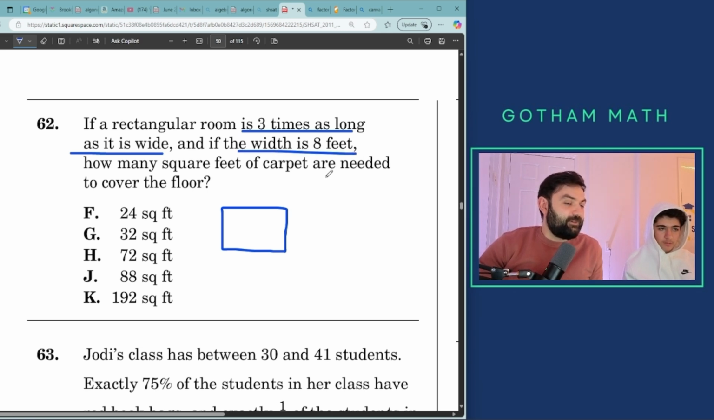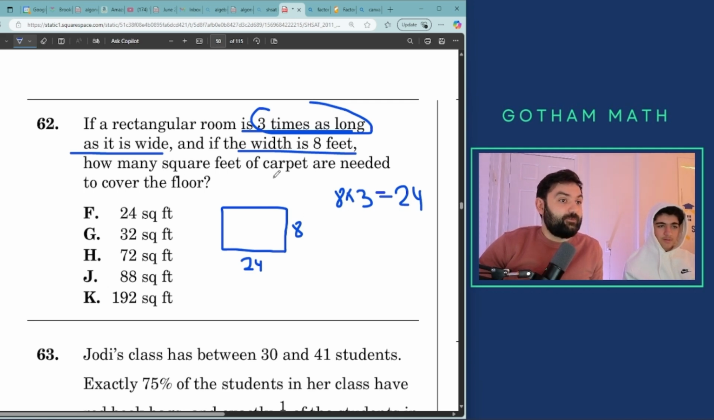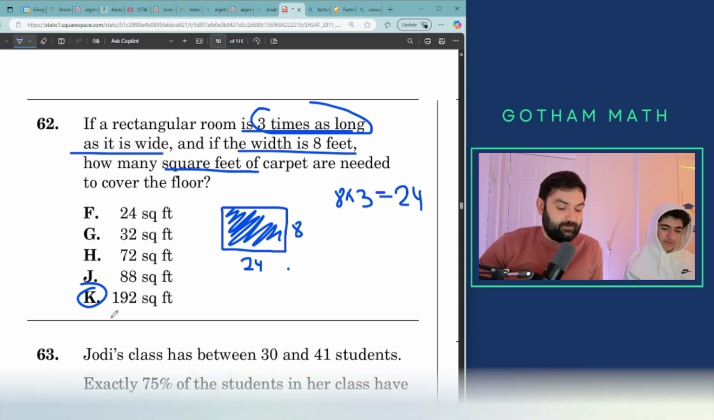It's not even a mystery. So if the width is 8 and it's 3 times longer, then the length is longer than the width, so it's going to be 24. Why? 8 times 3. You put the 3 for the length, but they say 3 times as long. Oh, okay. And how many square feet of carpet is needed? Now they say how many square feet. That means the area. So you have to multiply 24 by 8. Yeah, 192. Mistake. Okay.